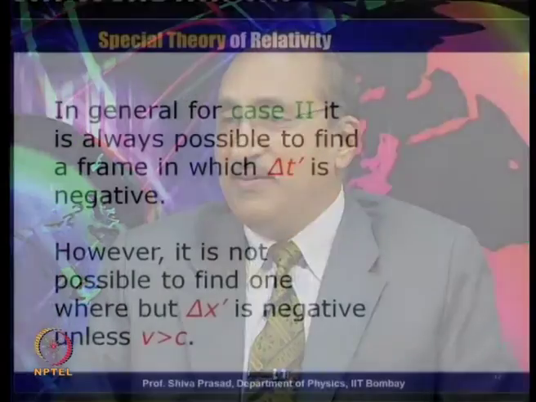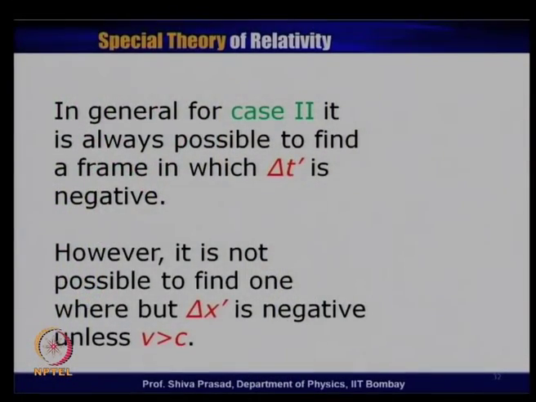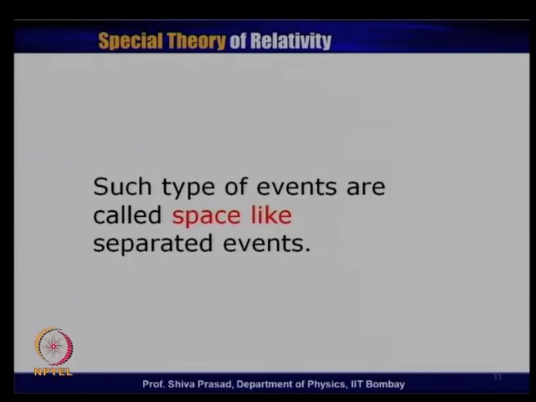So, this is what I have written here. In general, for case 2, it is always possible to find a frame in which delta t prime is negative. However, it is not possible to find one when delta x prime is negative, unless v is greater than c. Such types of events are called space-like separated events, because this interval is pure space. The space cannot be reversed. Space is strong, it cannot be reversed. Time interval can be reversed, their sign can be reversed, but the space sign cannot be reversed. So, these are called space-like separated events.